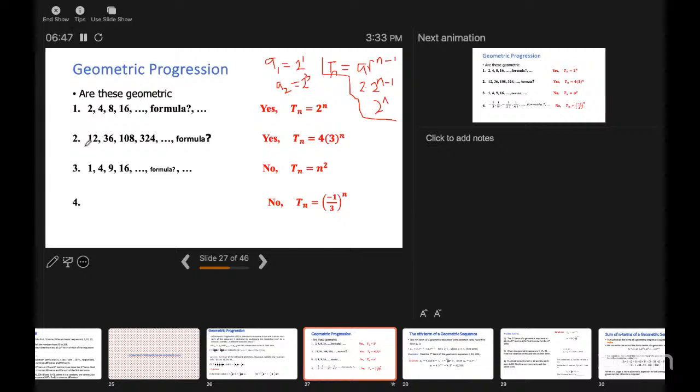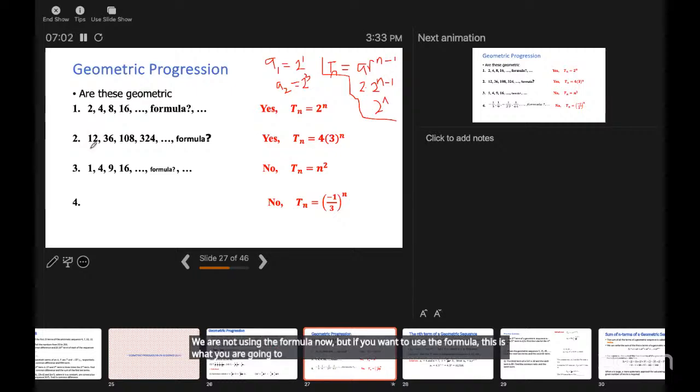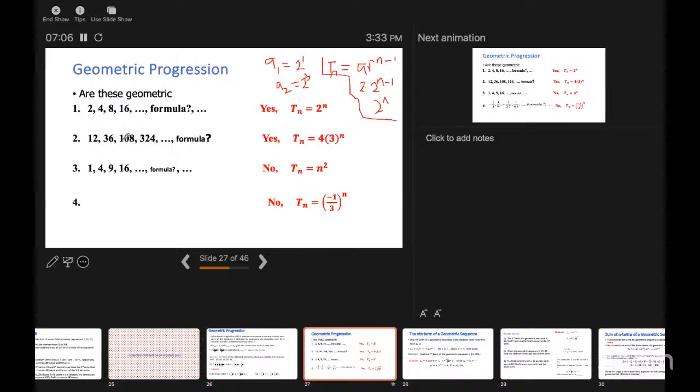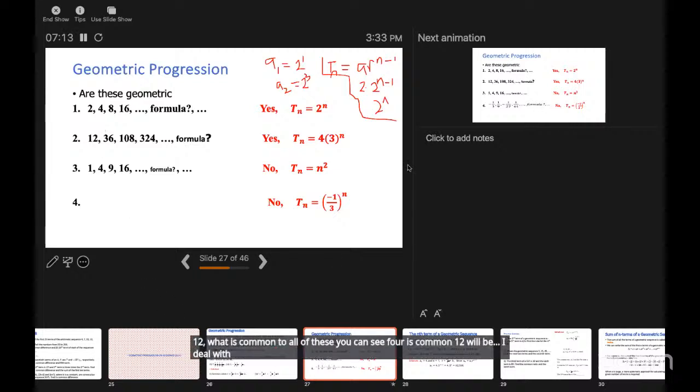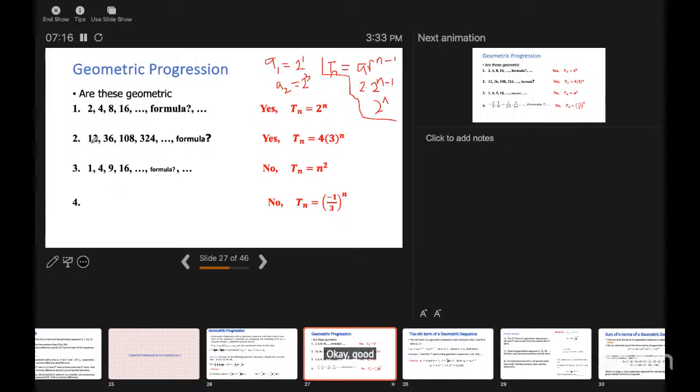Let us look at this. 12, 36, 108. We are not using the formula now, but if you want to use the formula, this is what you are going to get. But here, let us look by observation. 12, what is common to all of these? You can see 4 is common. Are they with me? Are you hearing me? Okay, good. Yes, sir. 12 is 4 times 3.